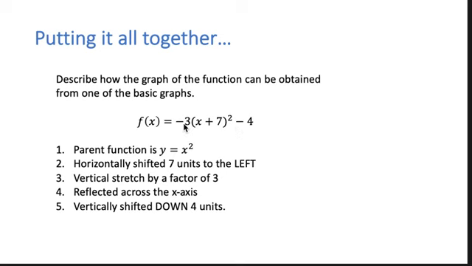See, every single one of these numbers tells a story. This parentheses squared means that the parent function is y equals x squared. The 7 shifts it 7 units to the left because of this plus sign. The 3 stretches it vertically by a factor of 3. The negative sign reflects it over x, and this -4 shifts it down. Every single number tells us something.